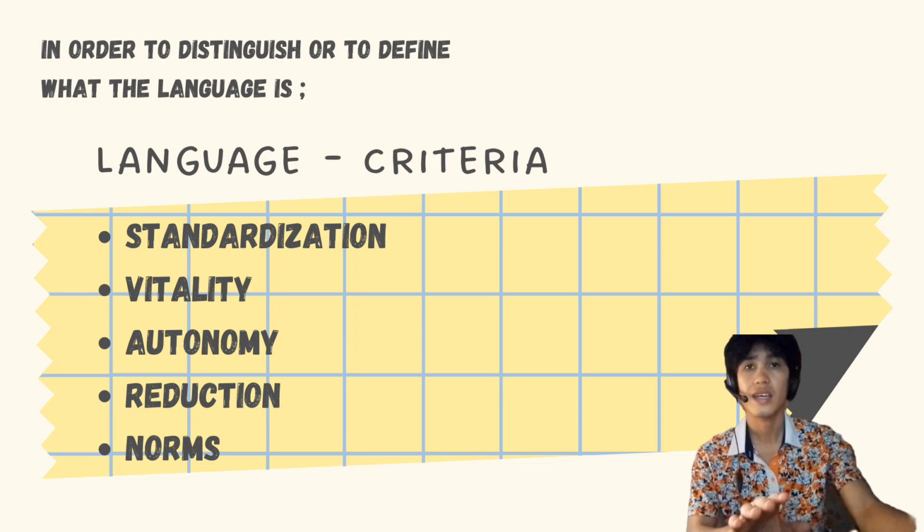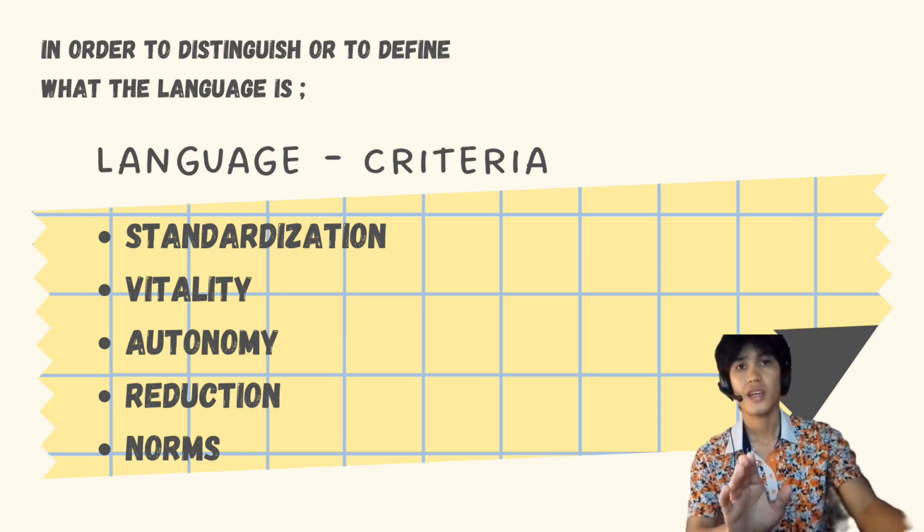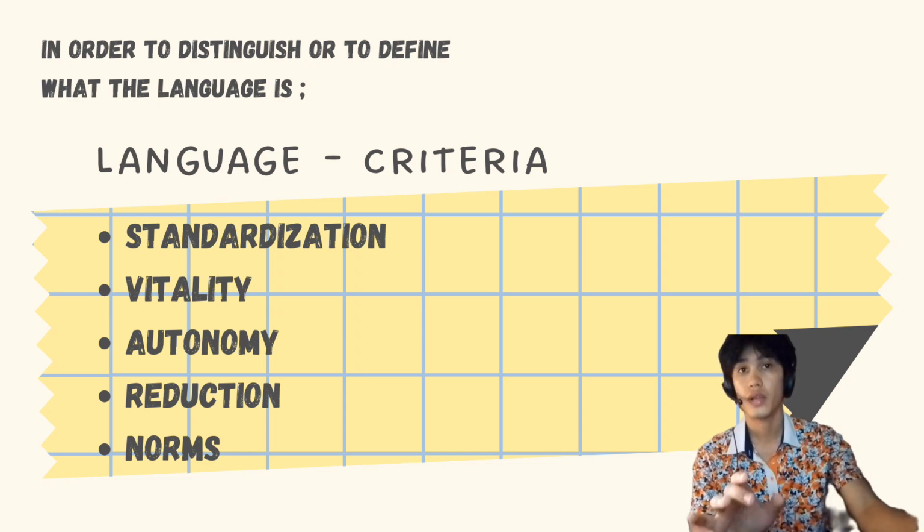And the second one is vitality. It is a group's ability to maintain and protect its existence in time as a collective entity with a distinctive identity and language. And the third one is autonomy. So autonomy is a matter of feeling. It is the ability to take control of one's own learning independently or in collaboration with others.